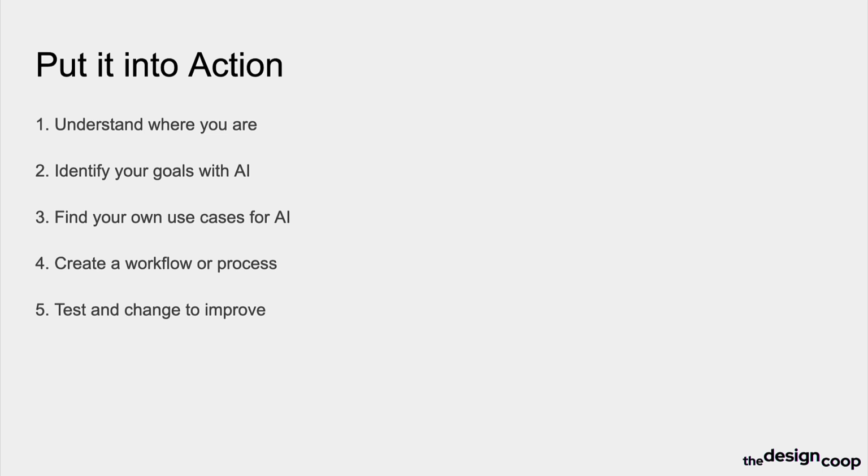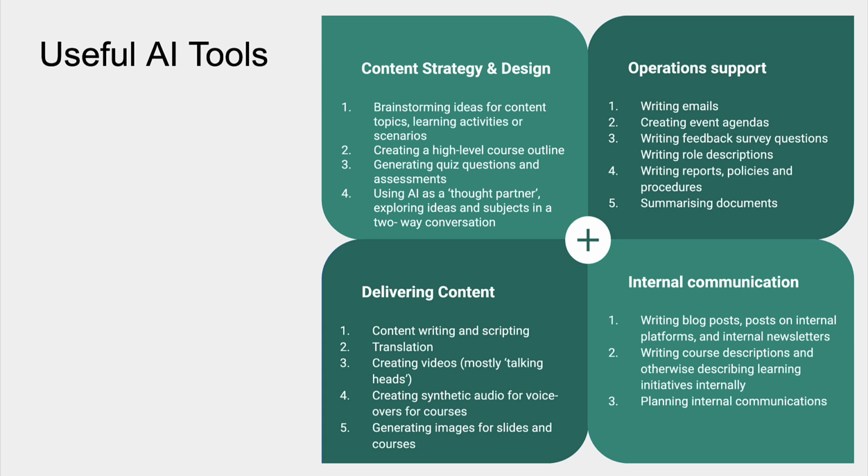Let's have a look at some useful AI tools and see the 4 different sectors that we can use them in. The first is content strategy and design, brainstorming ideas for content topics, learning activities, or scenarios. You can use it to create high-level course outlines, generate quiz questions and assessments. You can use it as a thought partner and explore ideas and subjects in a two-way conversation.